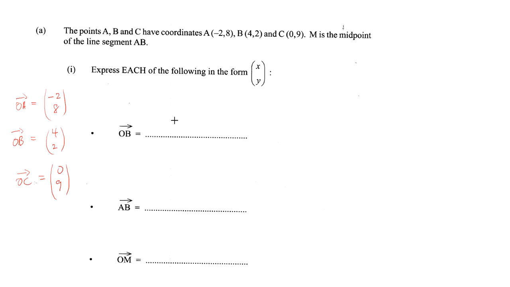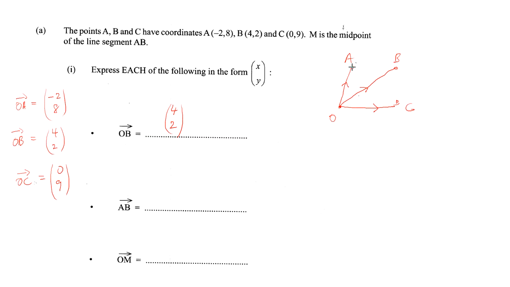So the first part, they want to know what is OB. OB, we know, is simply 4, 2. We want to find AB. Now, I'm just going to draw A, B, and C. So this is O, A, B, and C. We're saying this is OA, OB, and OC. Now this is just a sketch to understand what we're doing here.